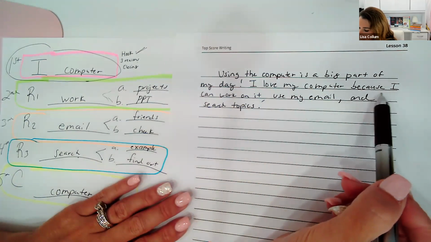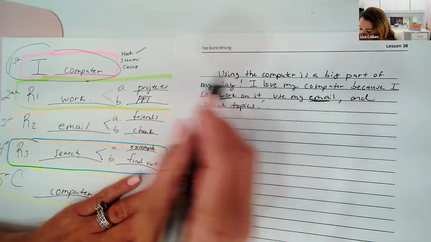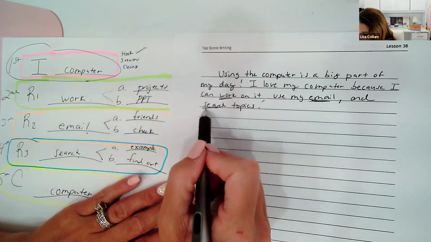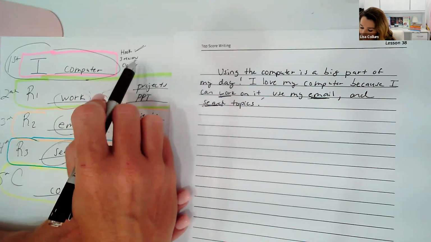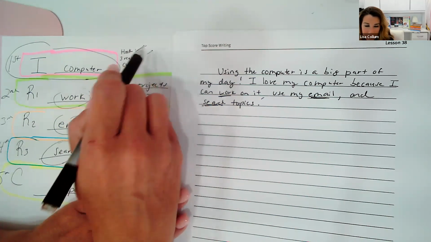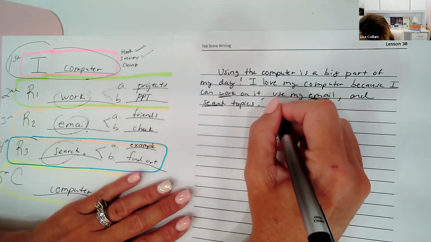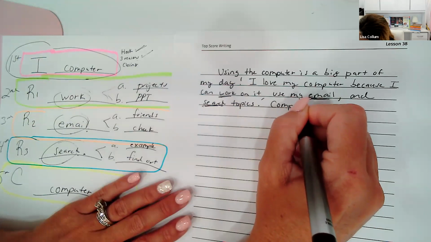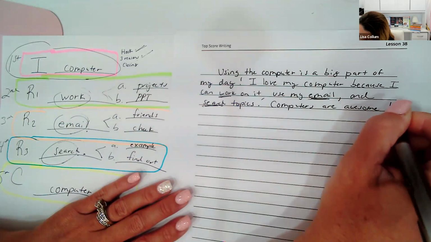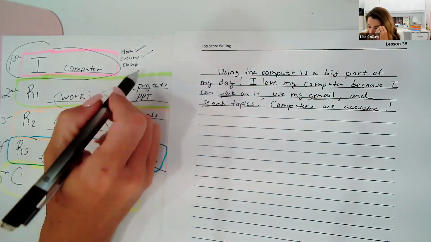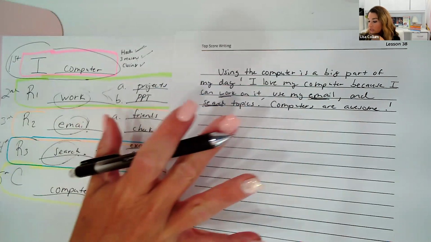See, I love my big computer because I can work on it, comma, that's work, use my email, and search topics, there's search. So I used work, email, search. So I'm going to come right here. I'm going to put check by 3 reasons. I'm done with naming my 3 reasons in a sentence, and I have a closing. Computers are awesome. Done. That's my closing. Right here, I'm going to put check by closing. Okay, so simple introduction, 3 sentences.